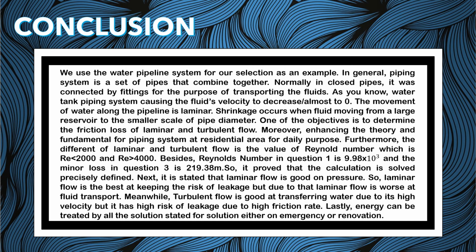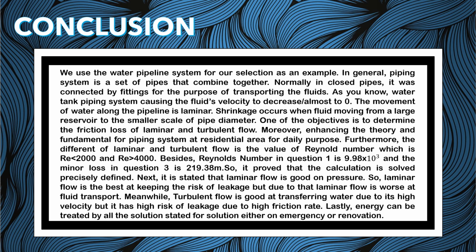Conclusion: we use the water pipeline system for our selection as an example. In general, a piping system is a set of pipes that combine together. Normally, closed pipes are connected by fittings for the purpose of transporting fluids. As you know, a watertight piping system causes the fluid's velocity to decrease almost to zero, so the movement of water along the pipeline is laminar. Shrinkage occurs when fluid moves from the large reservoir to the smaller scale of pipe diameters.